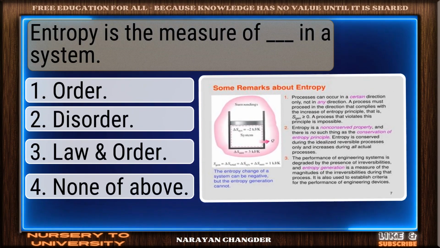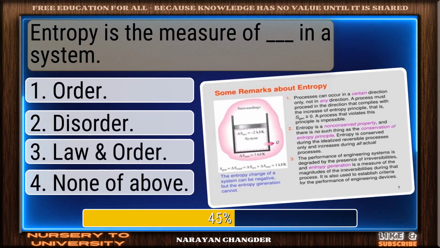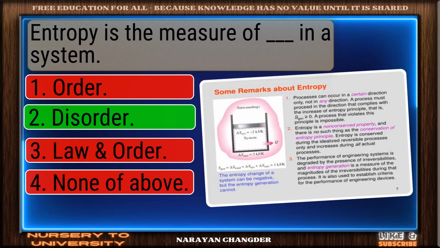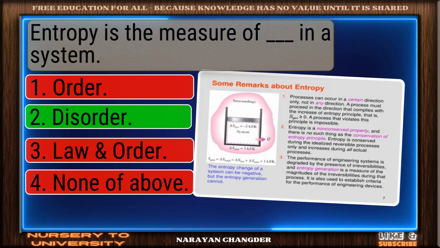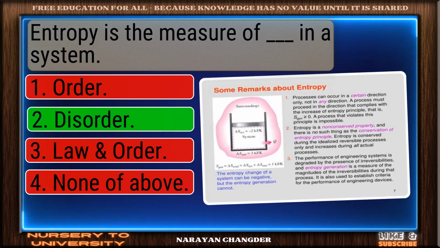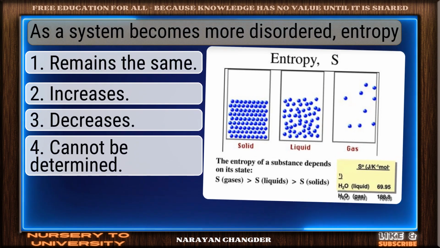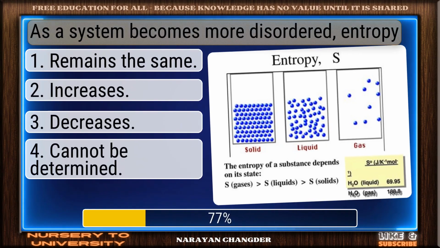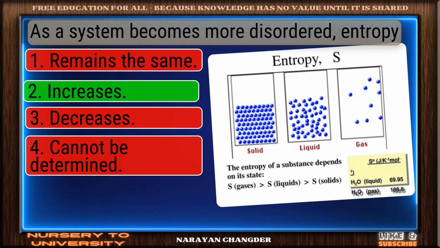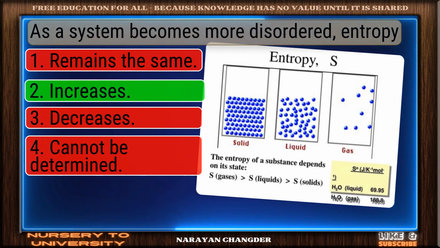Entropy is the measure of dash in a system. Clear logic. Your choice disorder is sound and 100% true. As a system becomes more disordered, entropy. You chose increases, and it is correct.